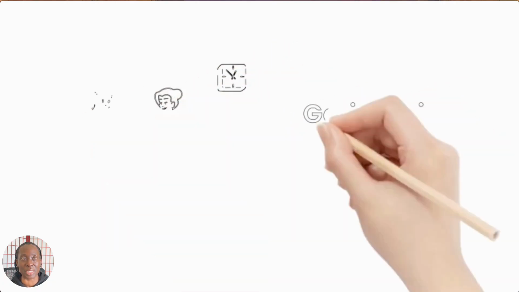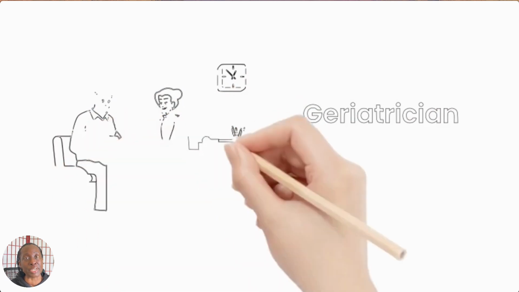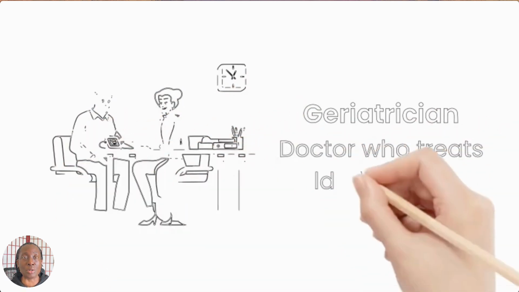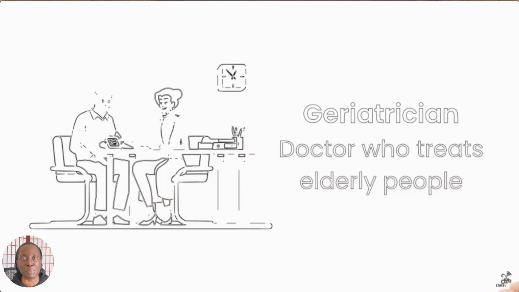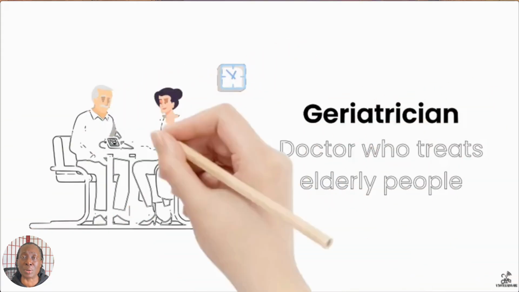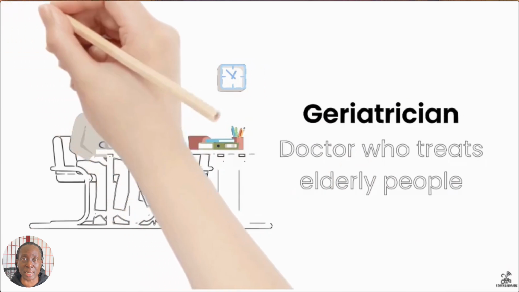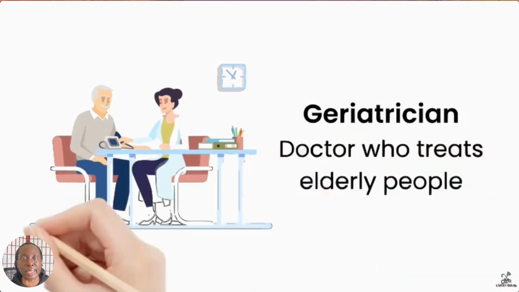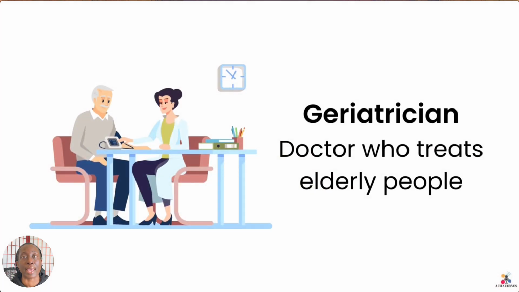Okay, and now let's move on to the next specialist. And this is a geriatrician. A geriatrician is a doctor who takes care of elderly people. And this is known also as geriatric medicine or geriatric practice. So let's say that a couple of times slowly and then pick up the pace.